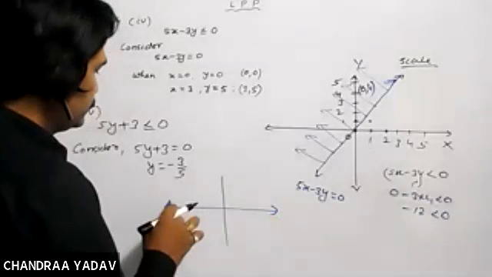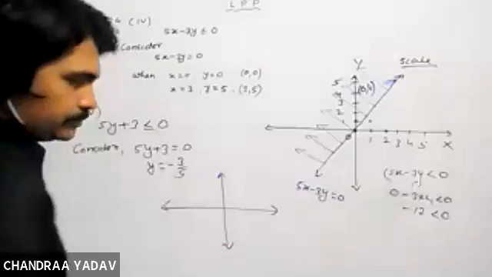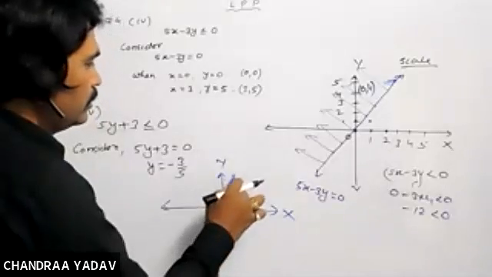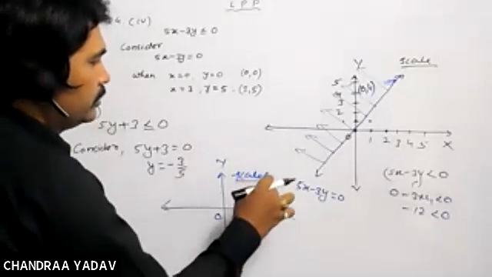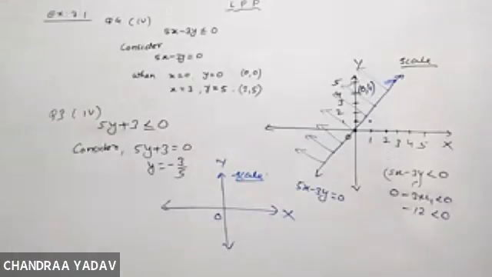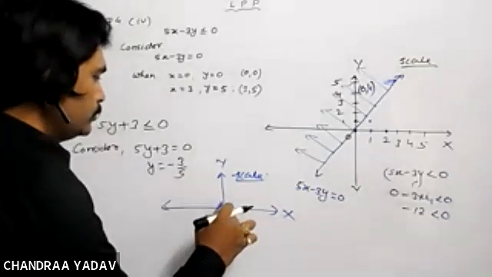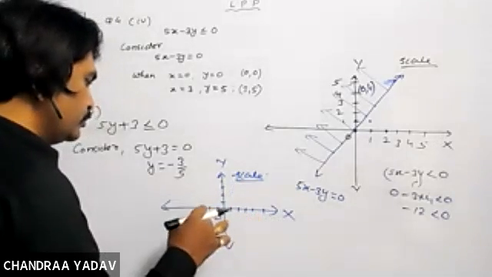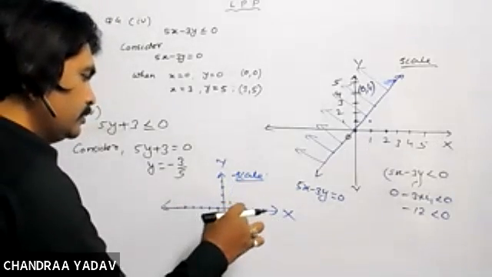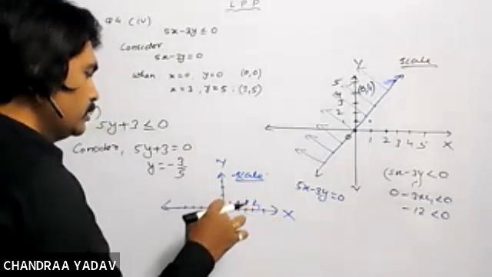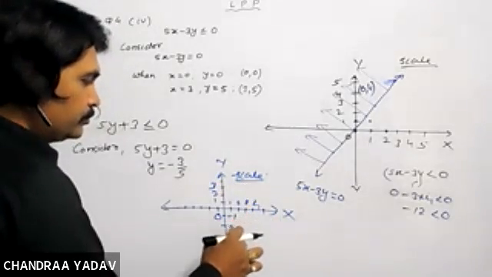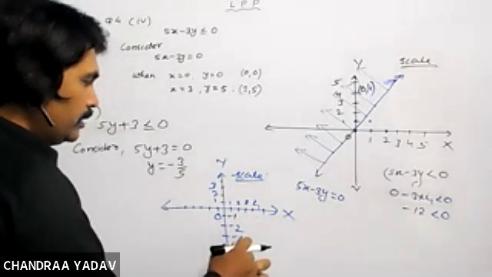Now let's draw the graph. This is the x-axis, y-axis, origin. I'm assuming that you will not forget to write the scale here. Now 1, 2, 3, 4, something like that, on this side also. Please write here 1, 2, 3, like that. And here we get minus 1, minus 2, minus 3.